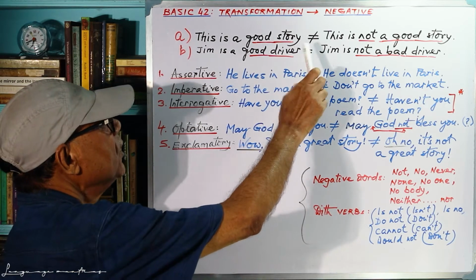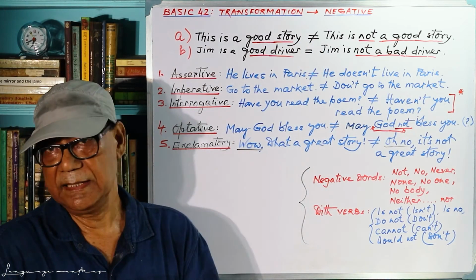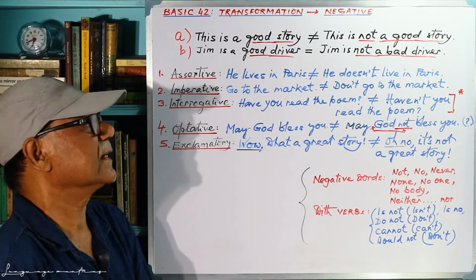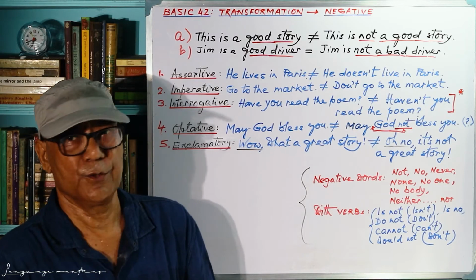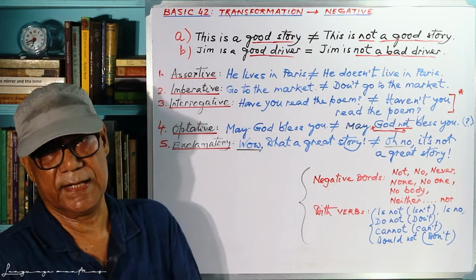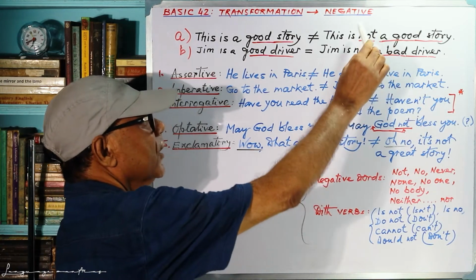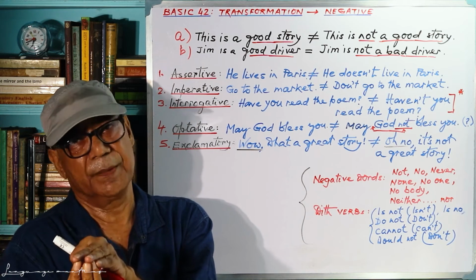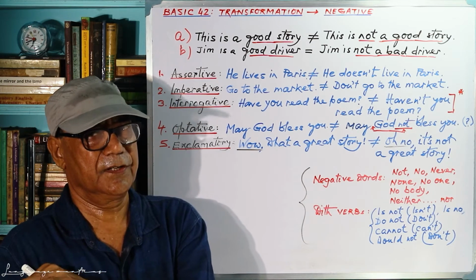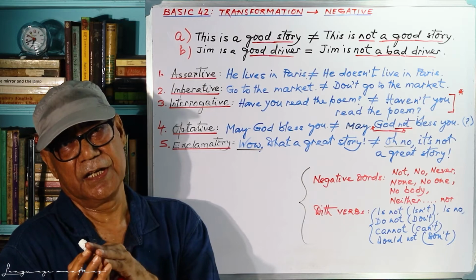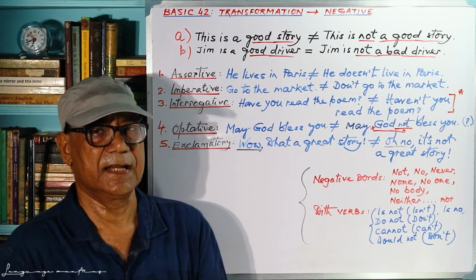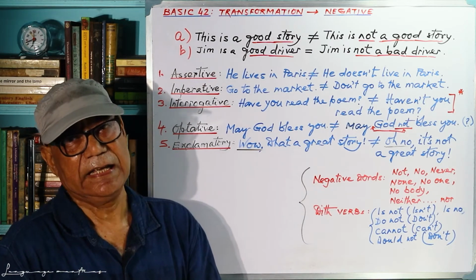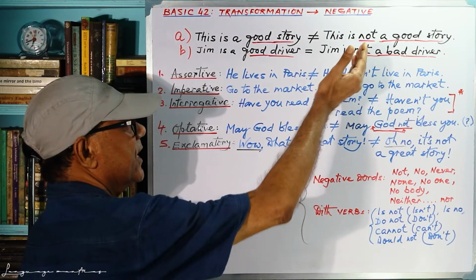And that sentence is followed by a mathematical sign that is "not equal to," and followed by another sentence, that is, "This is not a good story." So in the second sentence, there is a word "not." And this "not" entirely changes the meaning of the first sentence. The meaning of the first sentence is negated in the second sentence.